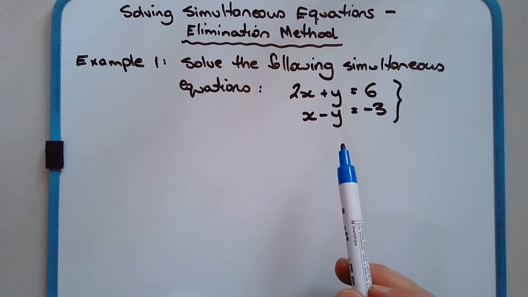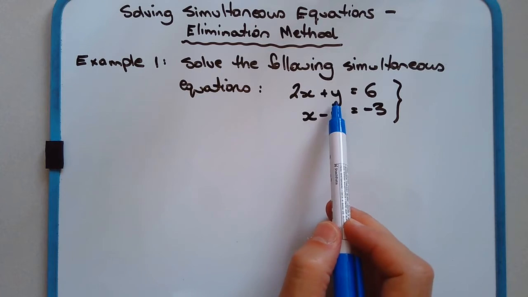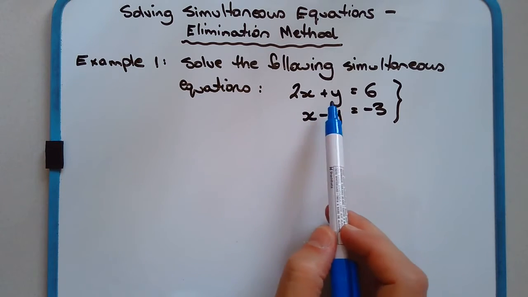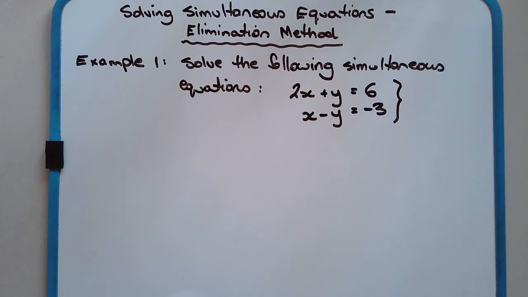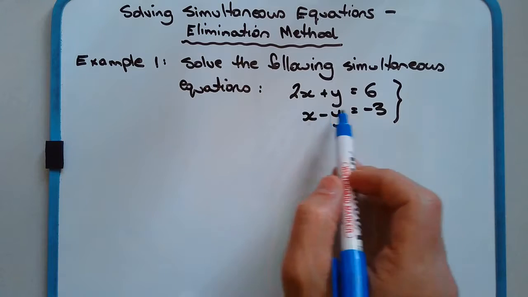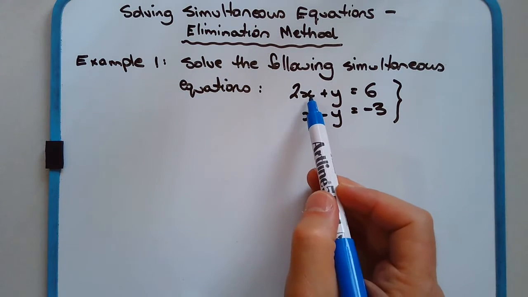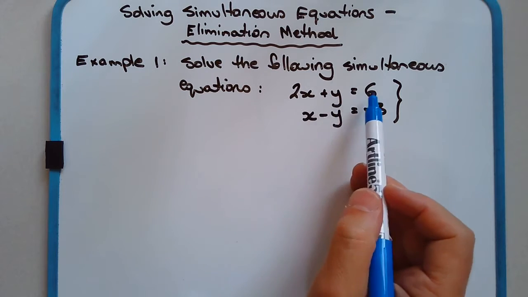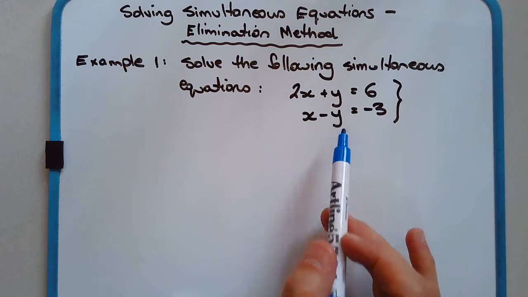We want to come up with a solution, in other words, a value for x and a value for y, so that when I substitute them into both of these equations, 2x plus y equals 6 and x minus y equals negative 3, both equations hold true. If we were just looking at one of these equations, there's an infinite number of answers. For example, x equals 0 and y equals 6 would work for the first equation, but it certainly would not work for the second equation.